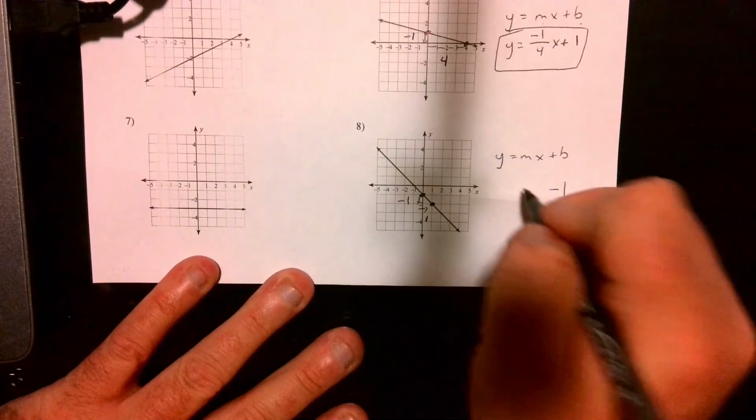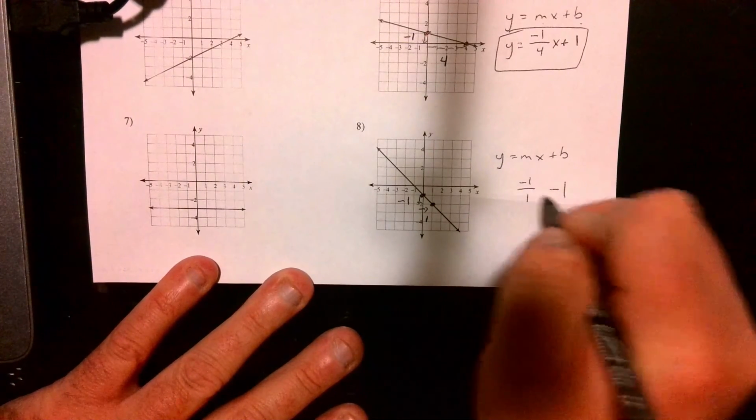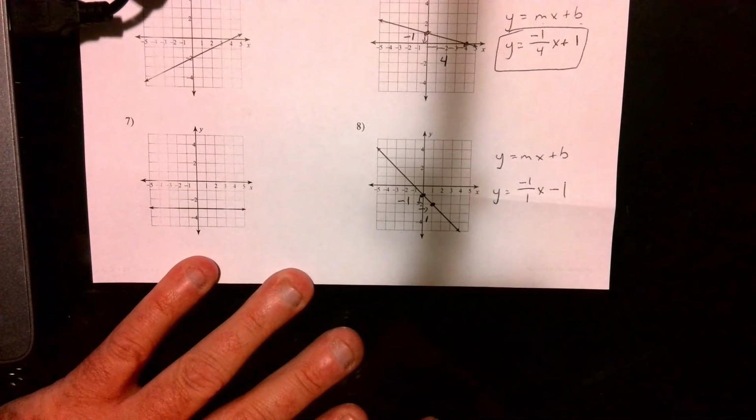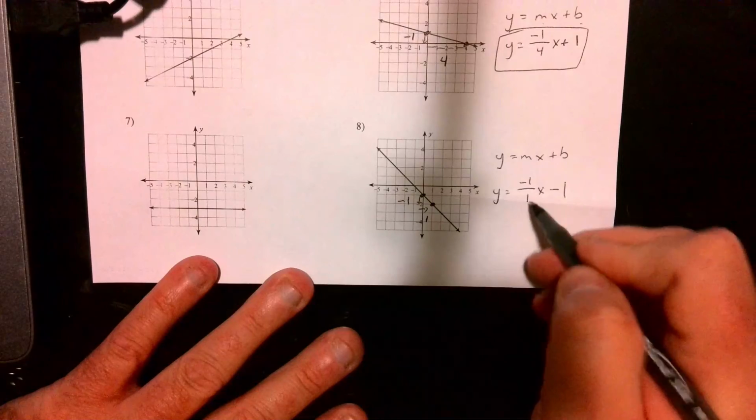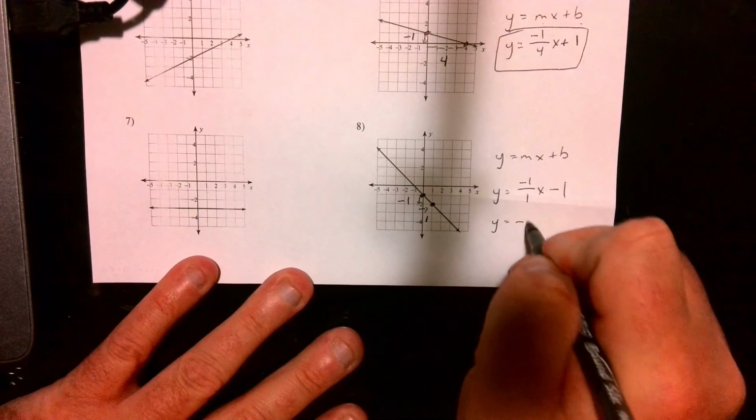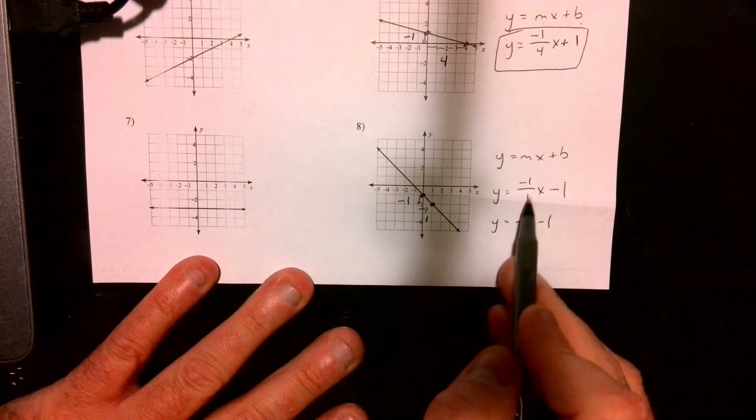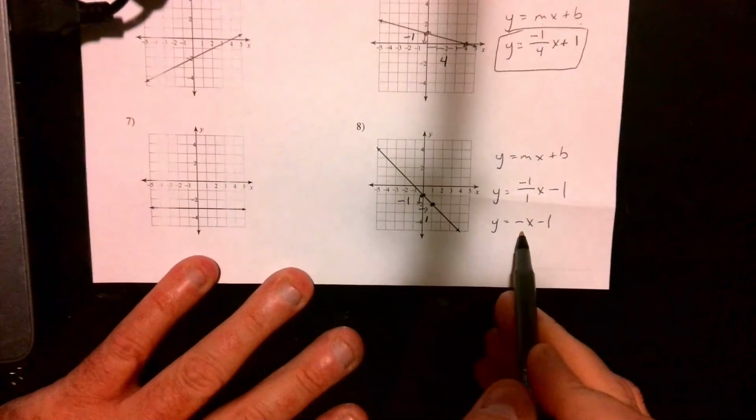So my slope would be -1 over 1, and then I need to drop the y and drop the x. If I clean this up, you really should just get -x minus 1, because this makes 1, right? And then we don't need to put the 1 in there.